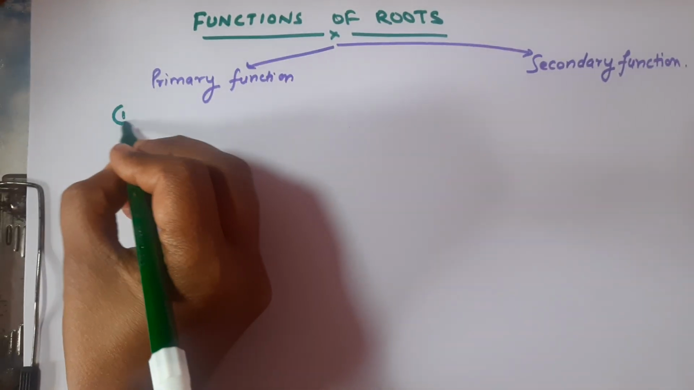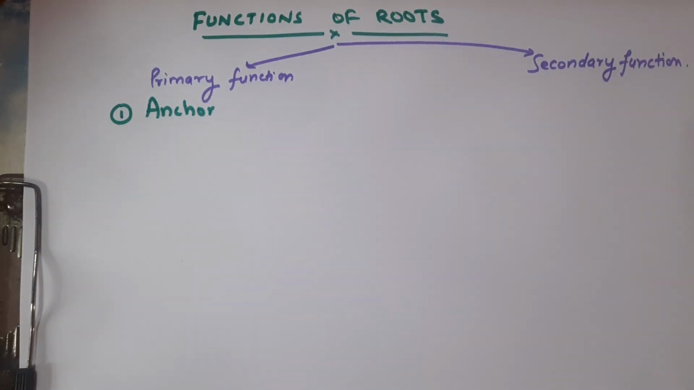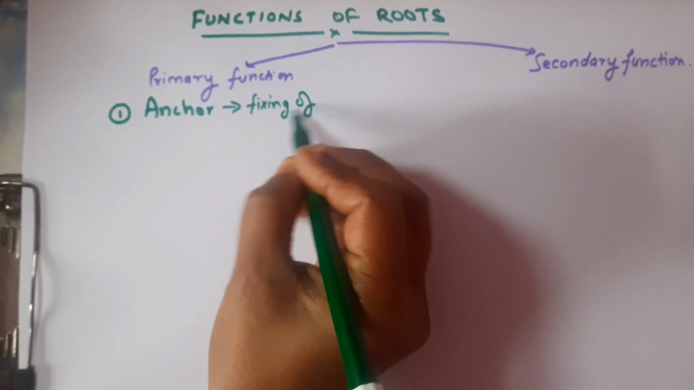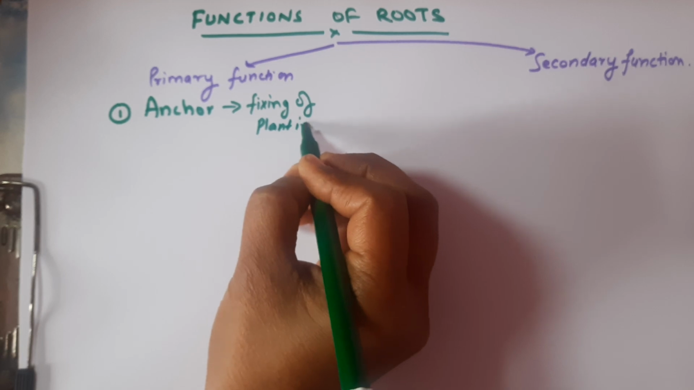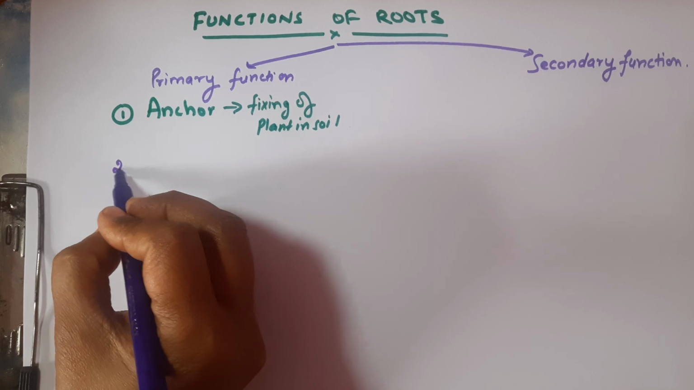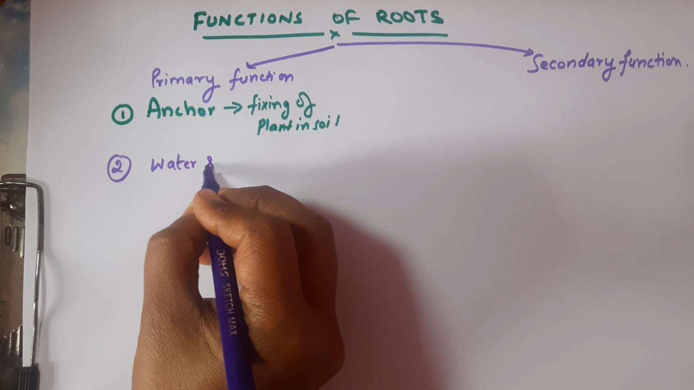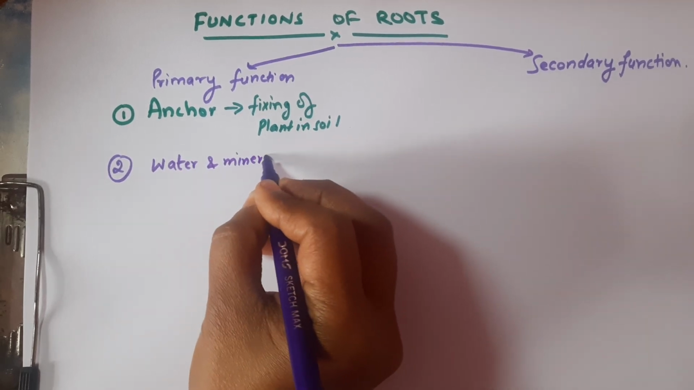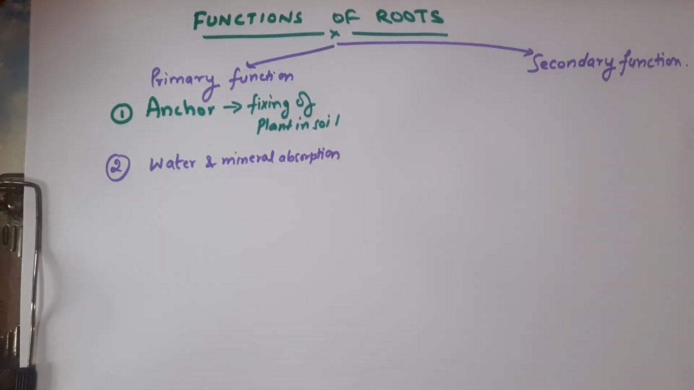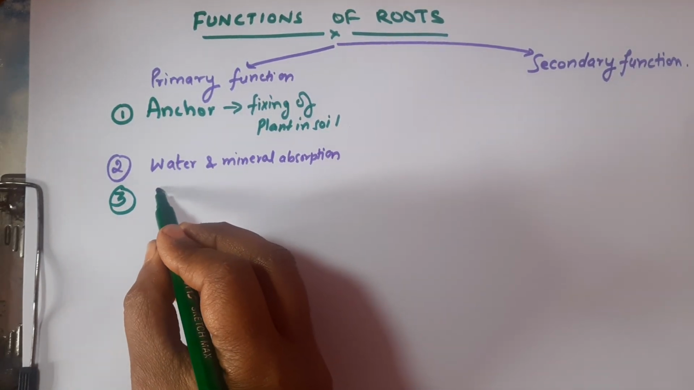The first primary function is anchorage. Anchorage means it will fix the plant to the soil. So, fixing of plant in soil. The second primary function of the root is water and mineral absorption from the soil. And the third is it prevents soil erosion.